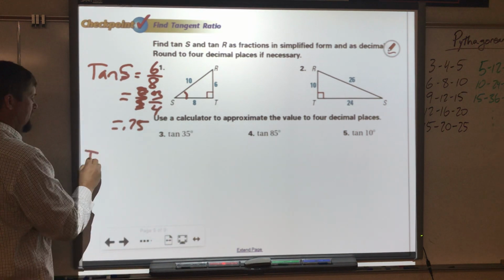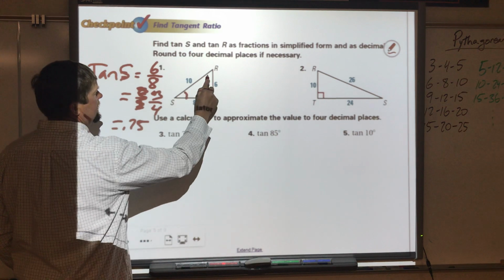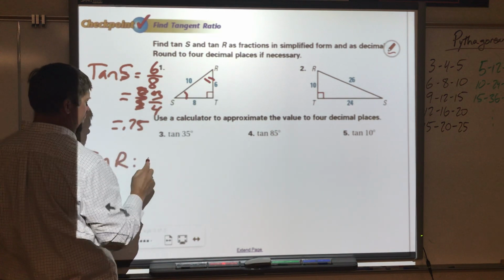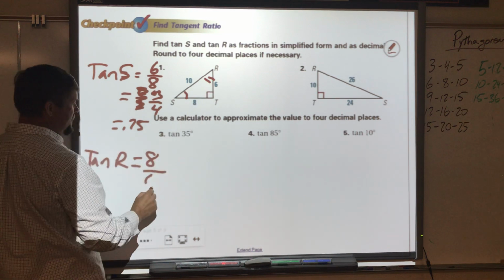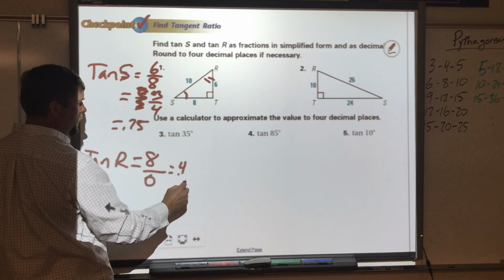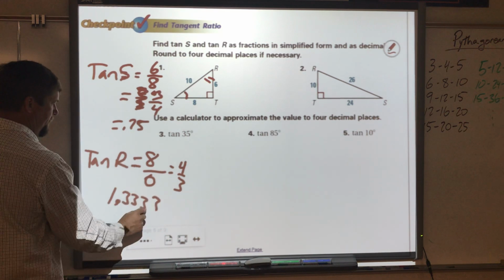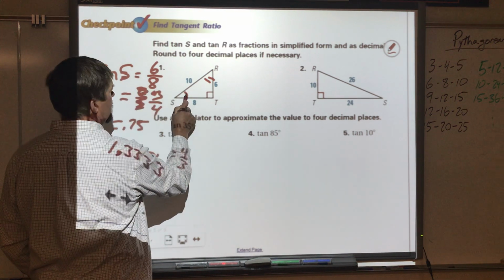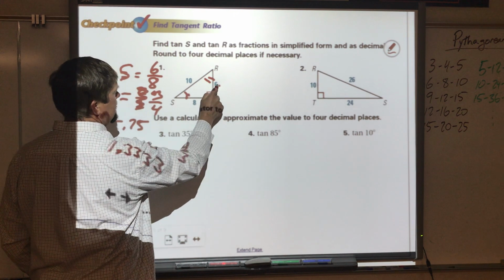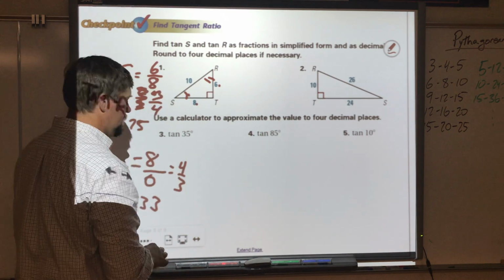The tangent of R, this time I'm looking at R, the opposite is 8, the adjacent is 6, or 4/3, or 1.333. Okay, so for this one, the tangent of S, you're looking at S, the opposite is the 6, the adjacent is the 8, so it's 6 over 8.